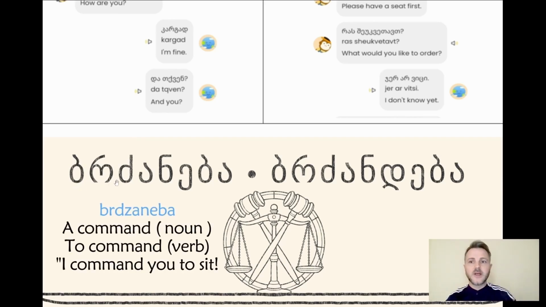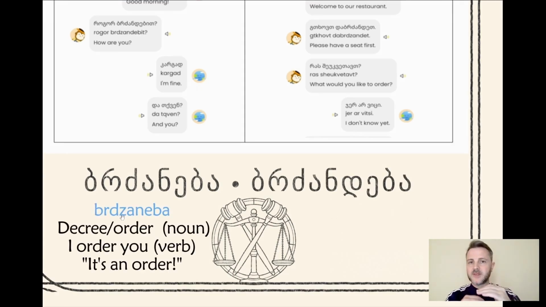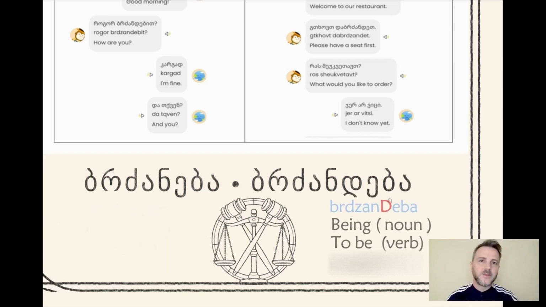BRDZANeba, at its very root, is an imperative command. Somebody of authority has commanded you to do something and you have to follow that command. I'm obligating you to do so. There's an essence there of you don't have any authority over me. It's about authority and it's about hierarchy. This is to give something by law, by decree. You have to do this. This is from me as a person, like a lord or a king or a commander or even a lawyer, a doctor telling you what to do. BRDZANeba. Then BRDZANdeba, in this case, Rogor BRDZANdebit, that's actually Tkven khart.